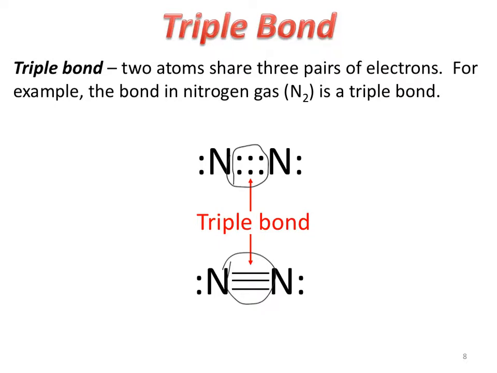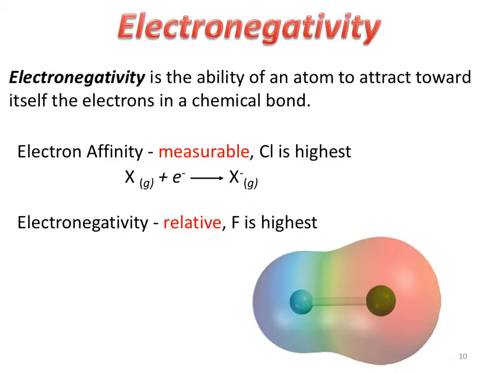Amongst the nonmetals, generally there are single, double, and triple bonds. Quadruple and higher order bonds generally don't exist amongst the nonmetals. However, they will occur in some of the metals as they bond with each other. The next topic is electronegativity. Electronegativity is not like electron affinity, which we can measure, or ionization energy, which we can measure.